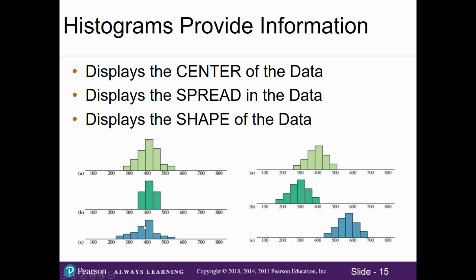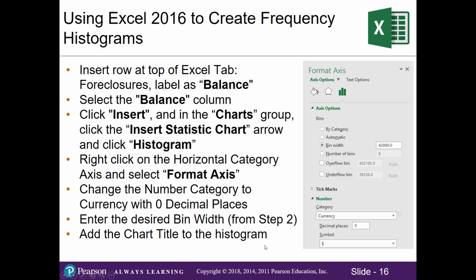So a histogram tells us where the center of our data falls within a number line. Here's our number line. And it shows us the spread, or how wide it goes, and it shows us the shape. Is it symmetrical, or is it skewed to the right or to the left? This will be important when we get to Chapter 3. Now here are the instructions on how to do a frequency histogram in Excel, which you can watch demonstrated in the Chapter 2 Excel tutorial videos.